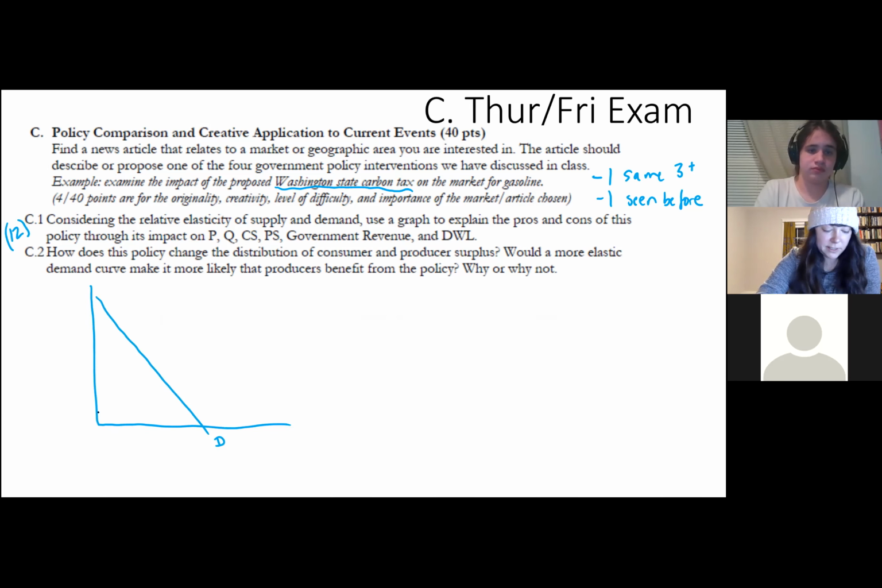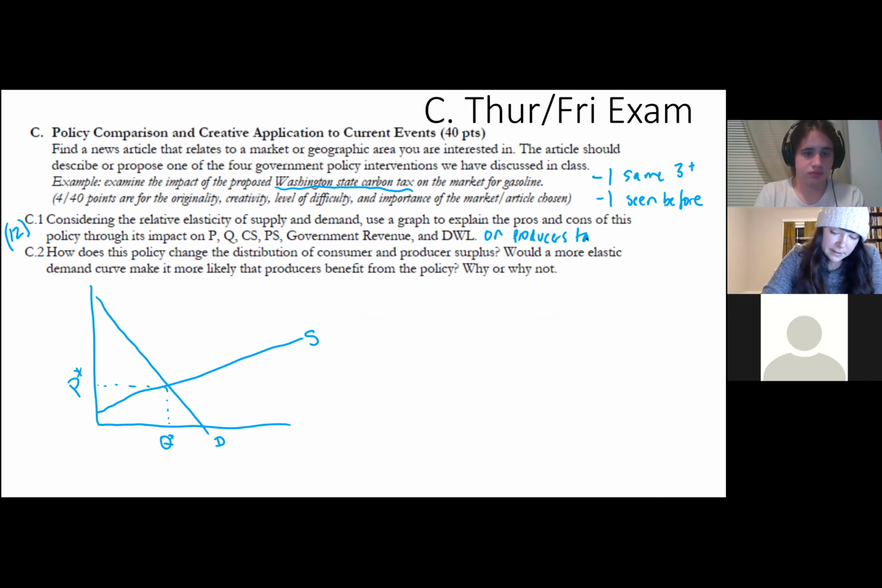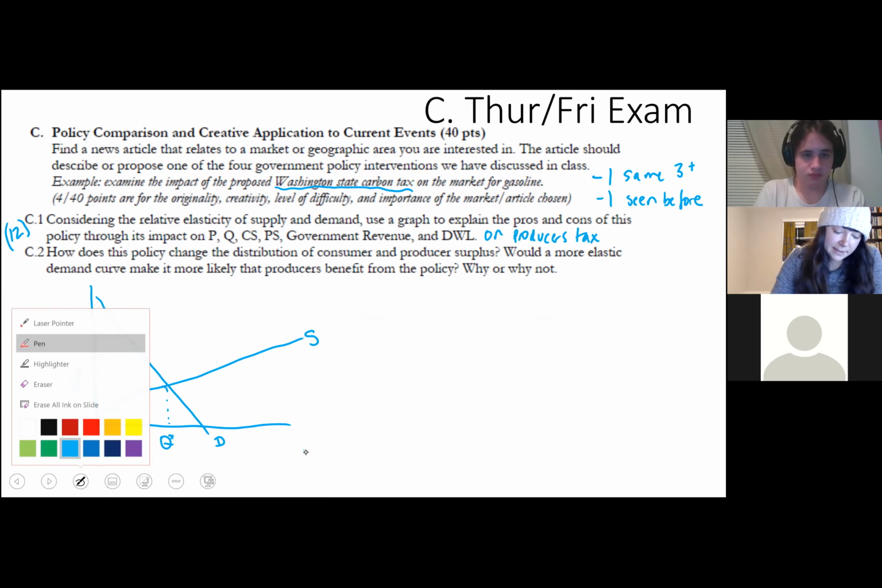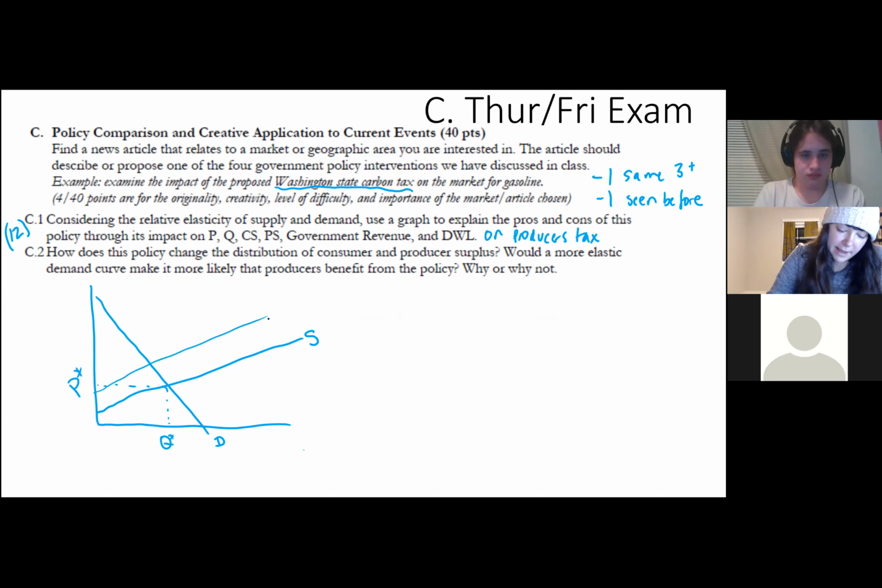I think demand is really steep because there's not many substitutes for gas and supply is relatively flat because it can be stored and held onto until prices are high. So it's easy to increase the quantity supplied if the price changes. So that's the initial equilibrium. If this is a carbon tax on producers, let's say, that means that the supply is going to be the curve that shifts to the left.